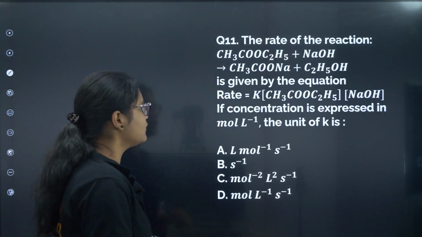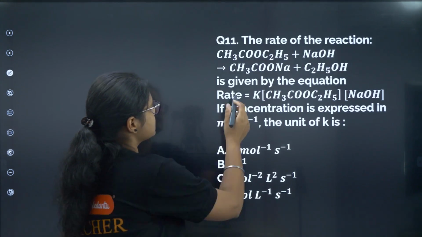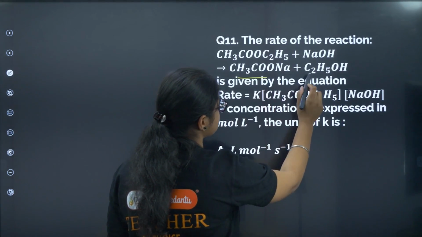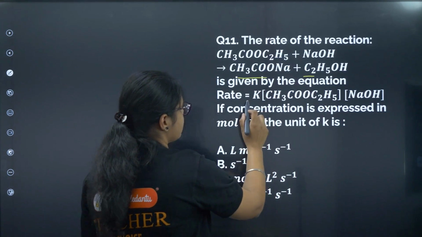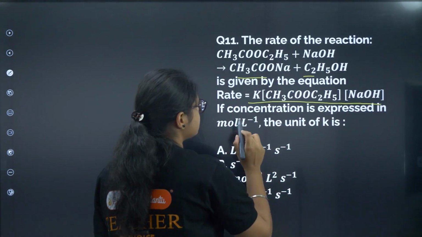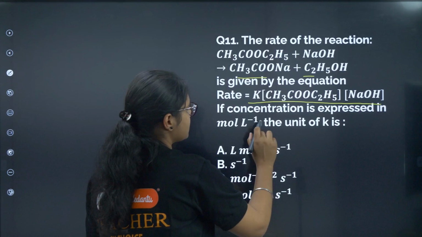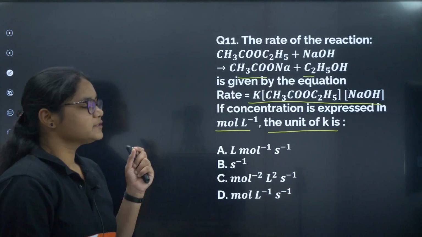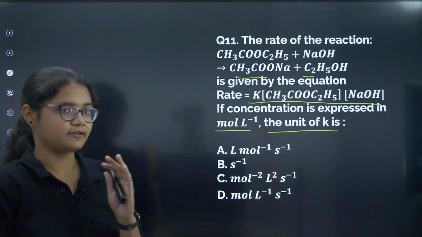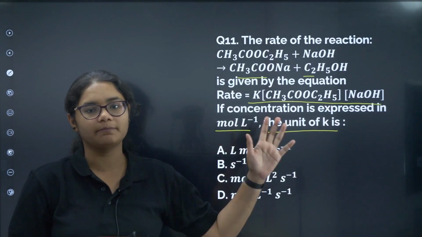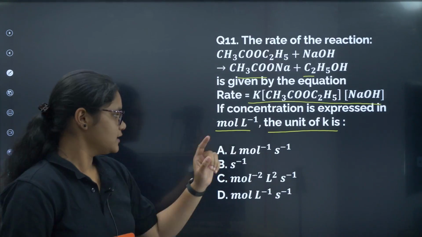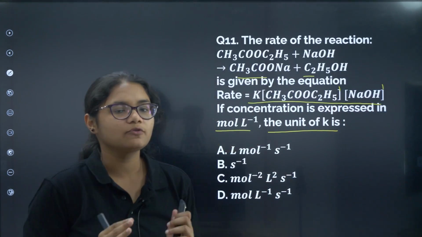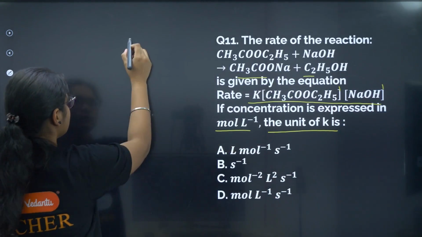Next. The rate of the reaction for an ester and NaOH is given by the concentration of ester and NaOH. If the concentration is expressed in mole liter inverse, the unit of K is. So first of all, let us find the order. What's the definition of order? Order is the sum of the powers of the concentration terms. Here the power is 1 and here the power is 1. If we add them, the order will be 2. So n is equal to 2.